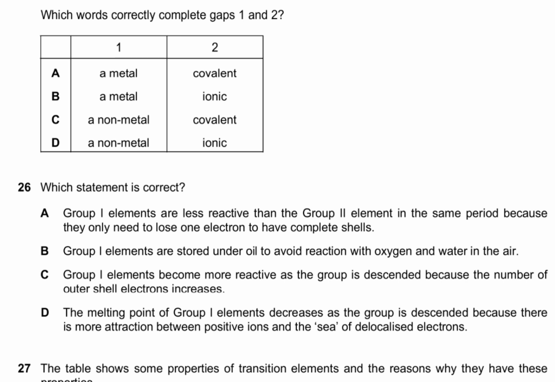Group 1 elements are less reactive than group 2 elements in the same period because they only need to lose one electron to have a completed shell. Then, group 1 elements are stored under oil to avoid any reaction with oxygen. With water, yes, they are so reactive. We know they are alkali metals, so group 1 is very reactive.